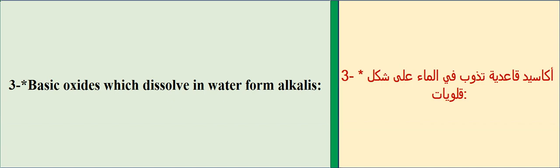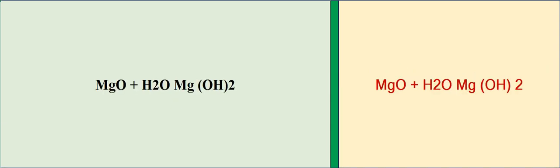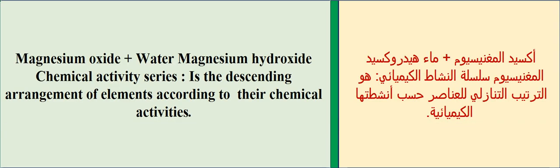3. Basic oxides which dissolve in water form alkalis: MgO plus H2O gives Mg(OH)2. Magnesium oxide and water give magnesium hydroxide. Chemical activity series is the descending arrangement of elements according to their chemical activities.